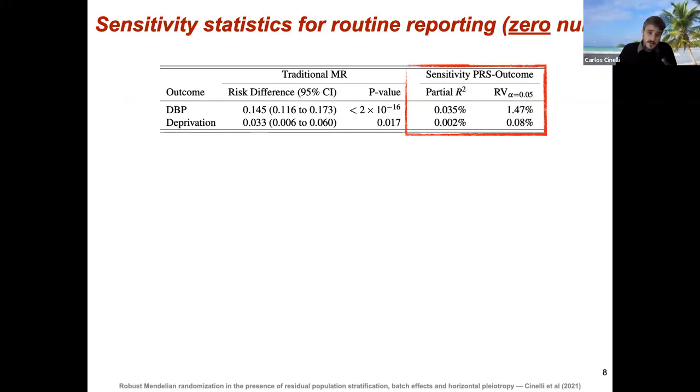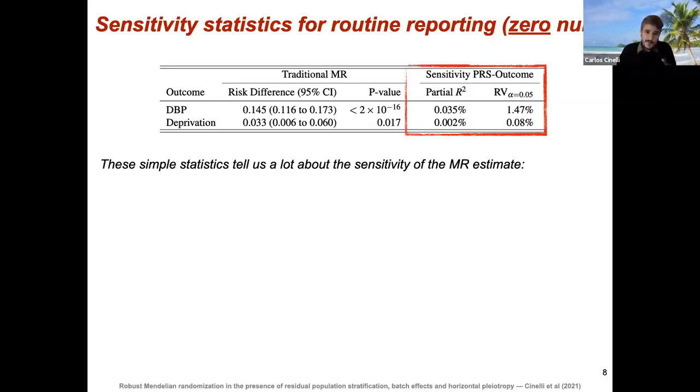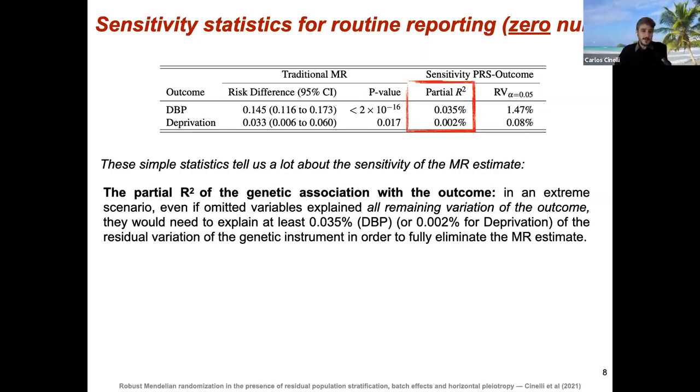Now, the partial R-squared is an interesting quantity because researchers in MR are already used to reporting the partial R-squared of the genetic instrument with the exposure trait. And they do that due to the fear of weak instruments, right? But it turns out that we're going to see now, it would also be advisable to report the partial R-squared of the genetic instrument with the outcome trait. Because this is going to be a sensitivity statistic for an extreme scenario. Okay, so let's start with the partial R-squared of the genetic association with the outcome.